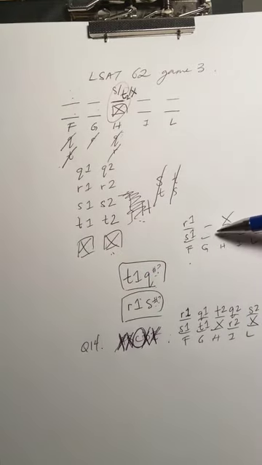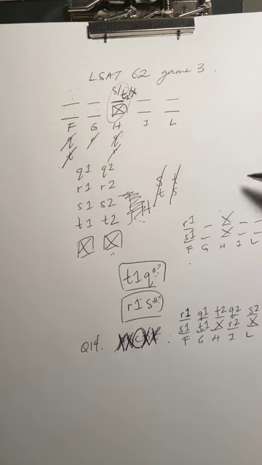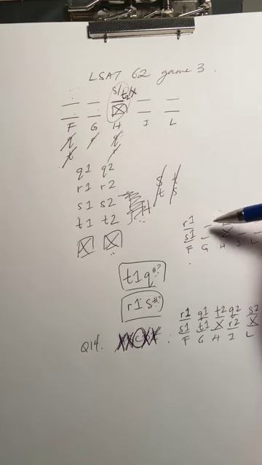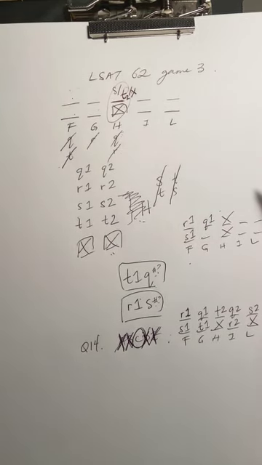And then we can't have R here. And we can't have both S and T, right? So we definitely have to have Q. So Q is going to be there.